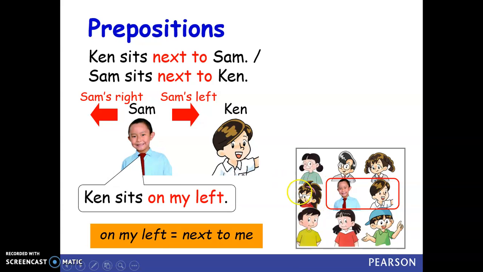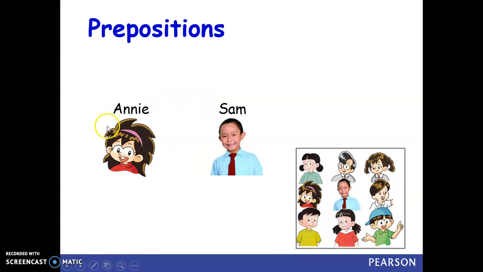She's sitting on the right. So we have these two choices on the left and on the right. Okay, so let's take a look. So this is Annie. Can you find Annie in this picture? I can find her. Here she is. This is Annie, and this is Sam. So do you think she sits on his left or right? Let's take a look.